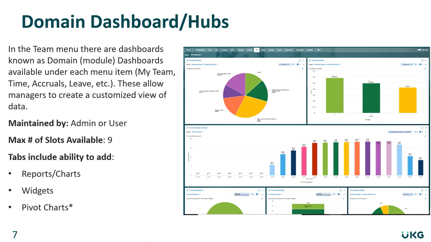For the domain tabs, there's also a max number of 9 slots available, and it allows you to add reports, charts and graphs, widgets, and pivot charts. The different domain tabs can be enabled and disabled in the security profile. So if you want to limit what users see, maybe you want a manager to see just the time, accruals, and schedule domain tabs, you can disable all the others.